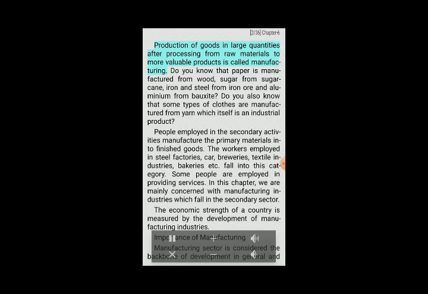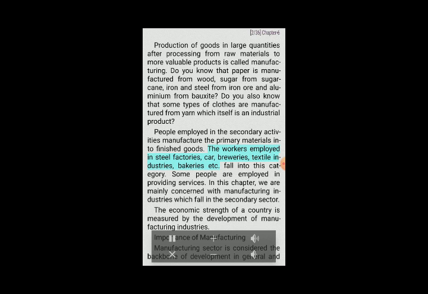Production of goods in large quantities after processing from raw materials to more valuable products is called manufacturing. Do you know that paper is manufactured from wood, sugar from sugarcane, iron and steel from iron ore and aluminium from bauxite? Do you also know that some types of clothes are manufactured from yarn, which itself is an industrial product? People employed in the secondary activities manufacture the primary materials into finished goods.